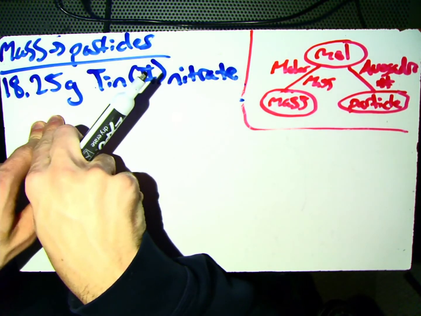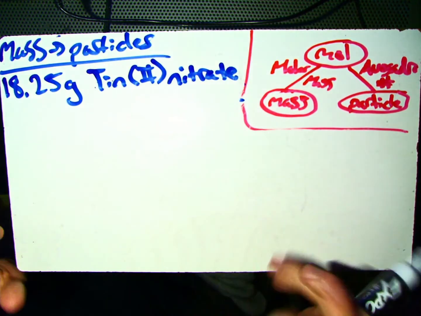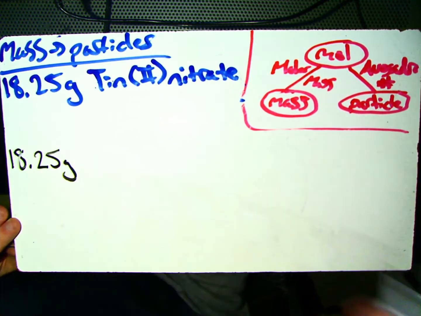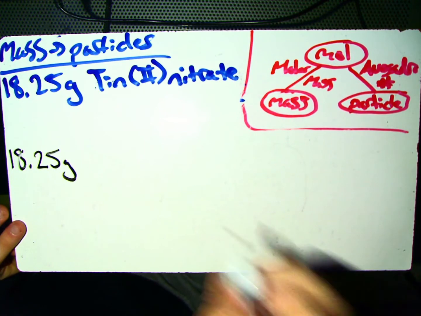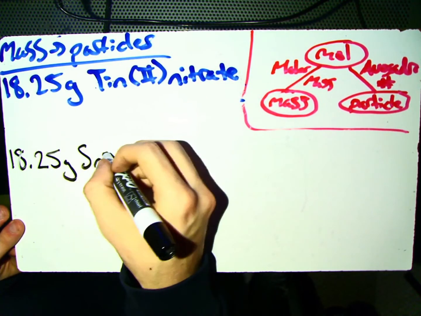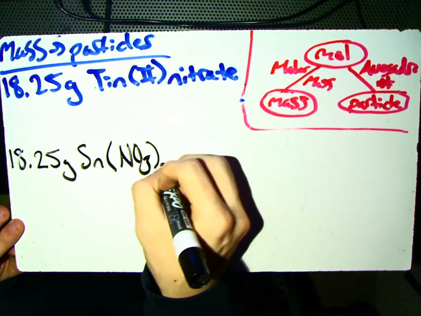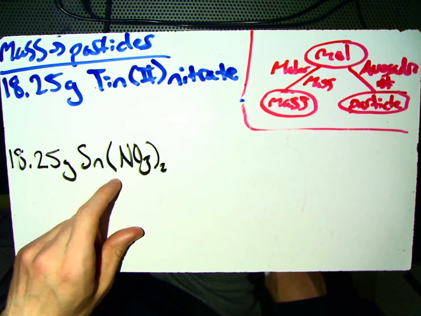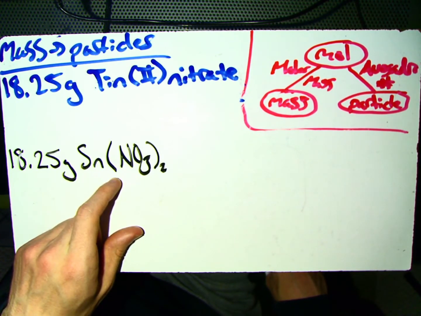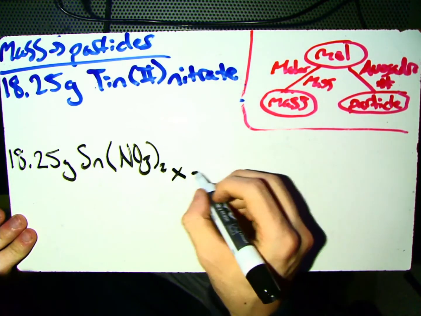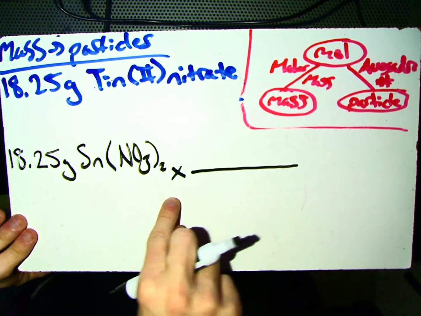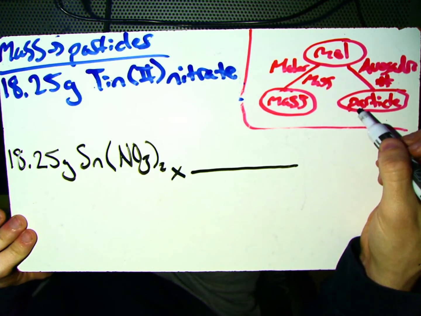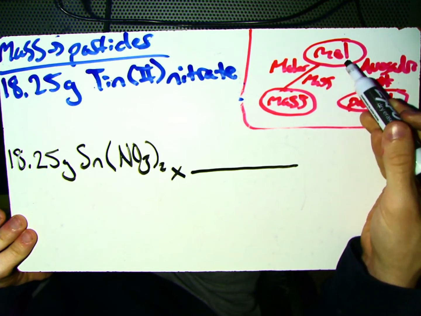So let's just start with our given here, right? We have 8.25 grams of tin 2 nitrate. And what am I going to do? I always write our given. Tin 2 nitrate. Well, tin 2 nitrate looks like Sn(NO3)2. This is going to be a little bit more of a time-consuming molar mass to figure out, I'll be honest. Now, remember, our end goal is to get mass to particles, but we need to stop at the mole. So mass to moles first it is.